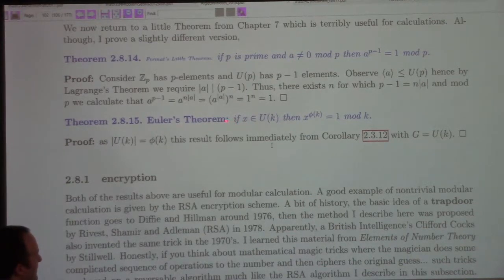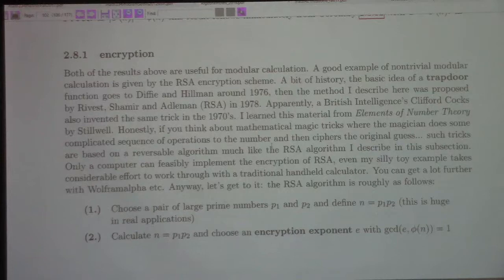So this is Euler's theorem. It says that x to the phi of k is congruent to 1 mod k. So we've talked about this previously. That is actually really important for the RSA encryption I'm about to describe. So RSA encryption is how we send email and other things without worrying about people snooping in our stuff, for the most part. I mean, RSA encryption is built into all kinds of stuff.